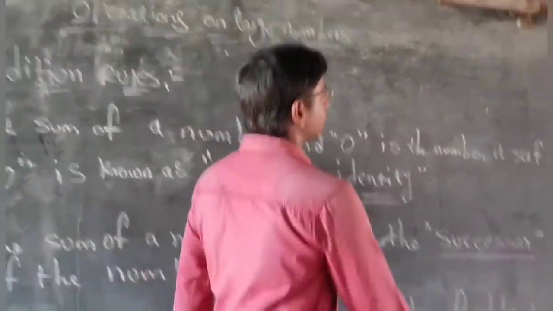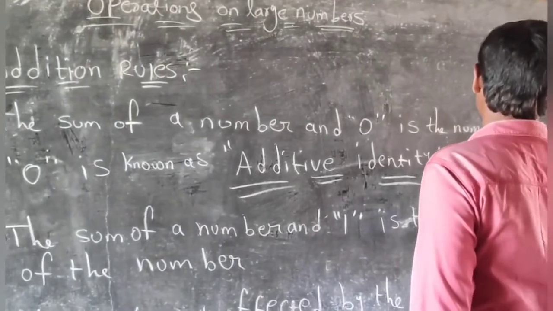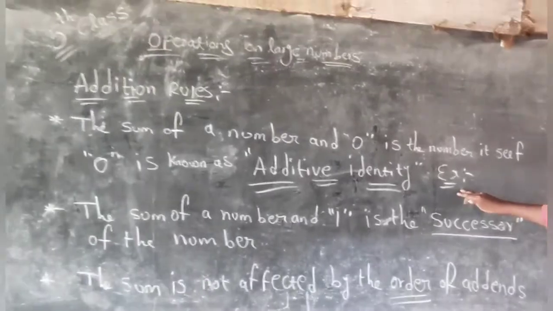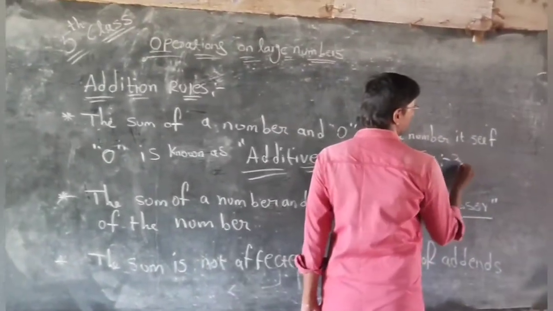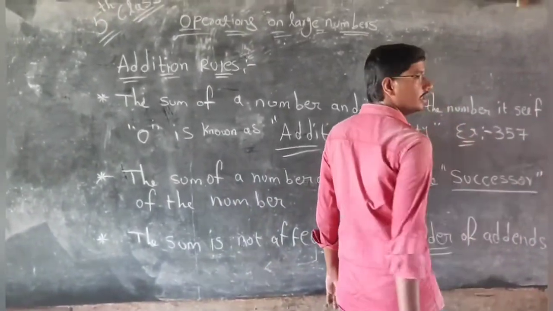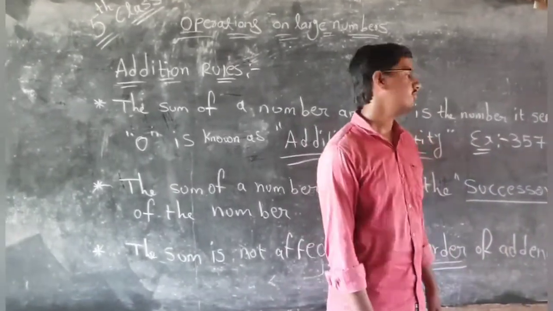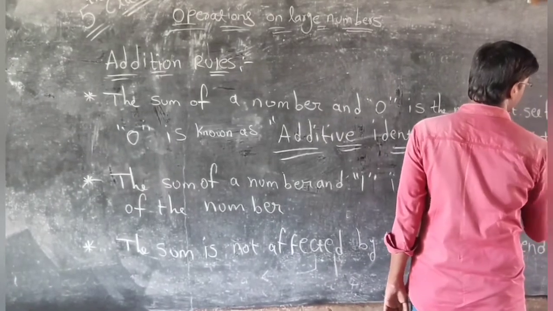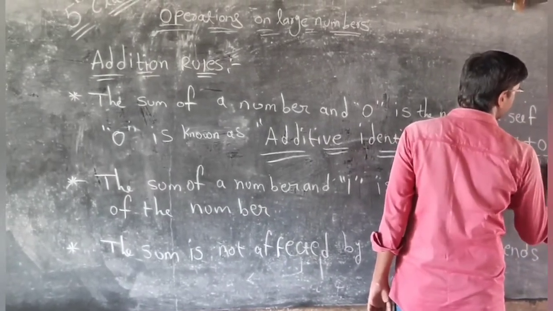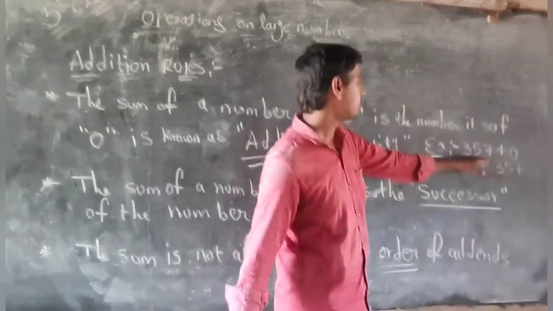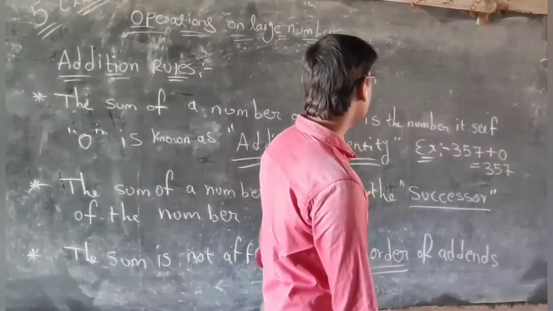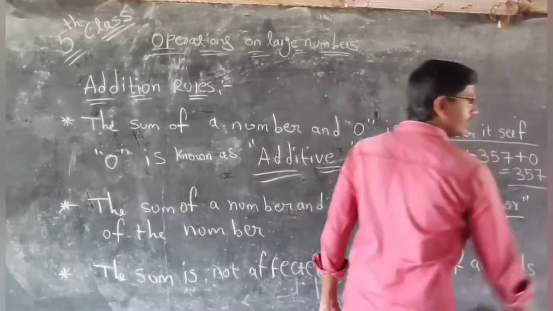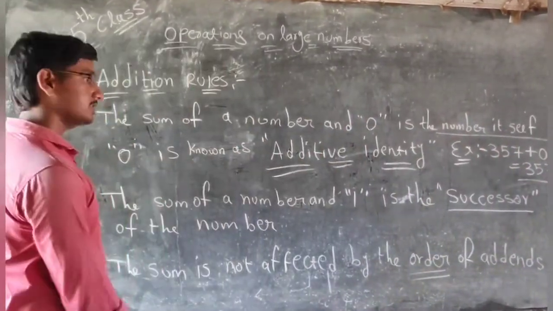Example: 357 is a three-digit number. Then add 0. The result is again 357. 357 plus 0 is equal to 357, the number itself. The condition is satisfied.